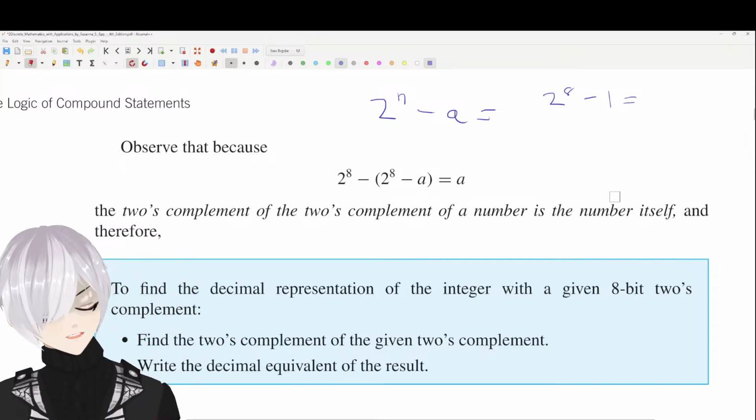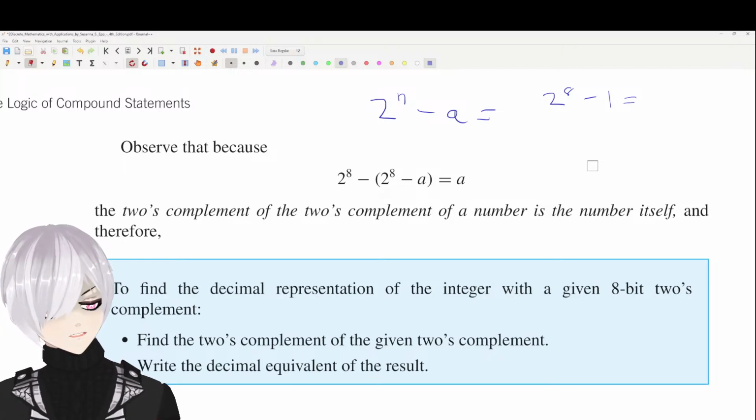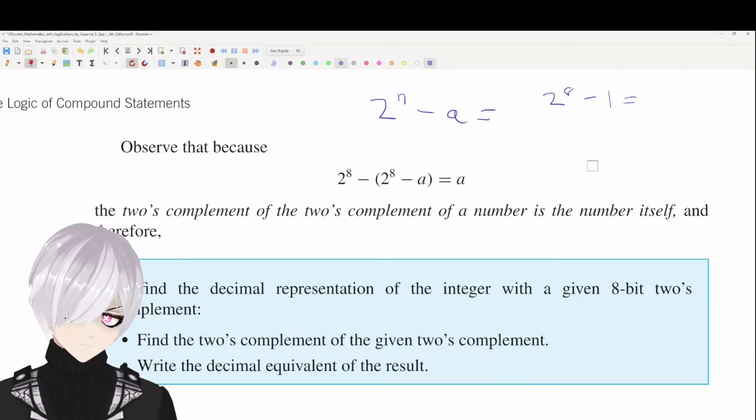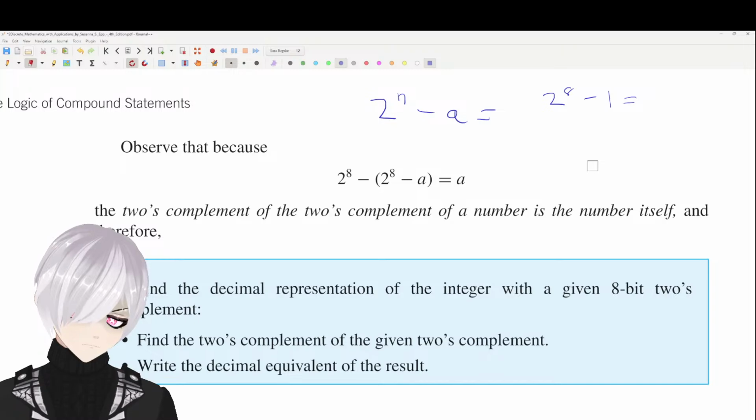What could the potential problem be? We could end up with something that can't be represented with 8 bits. Let's see if that could happen. We're taking the two's complement of 2 to the 8th minus a, and can 2 to the 8th minus a be represented with 8 bits?